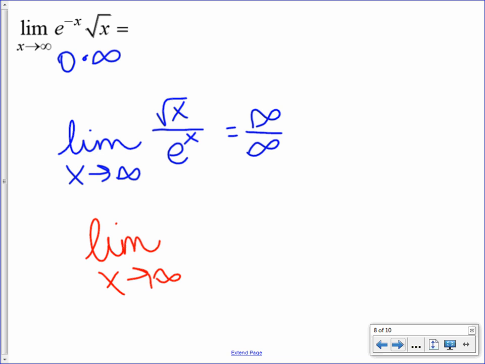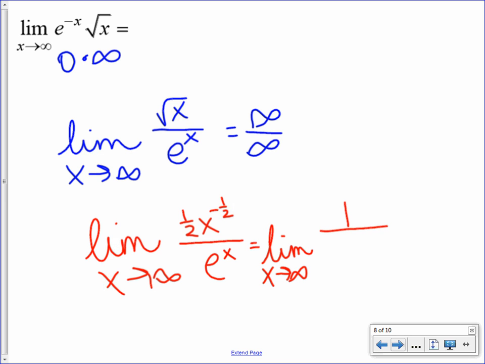So what is the derivative of the square root of x? 1/2 x to the negative 1/2. So you're going to want to rewrite this. Everything is in the denominator, right? So we're going to have 1 over, 1 over, and all of those are going to infinity.